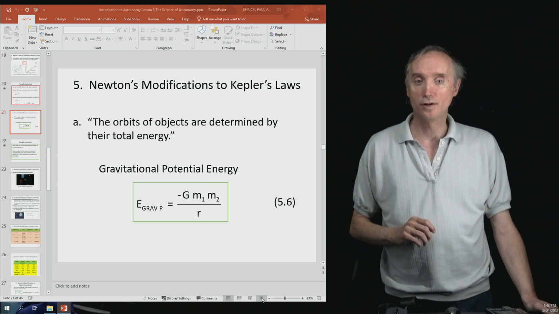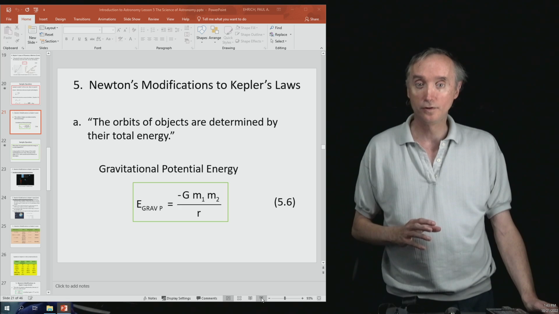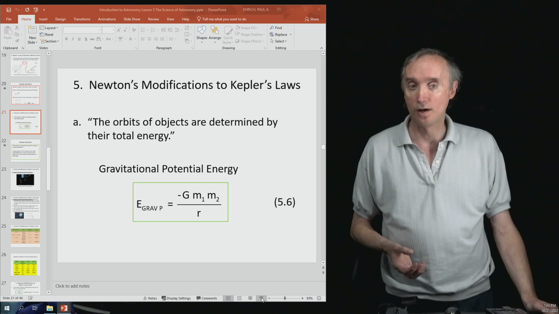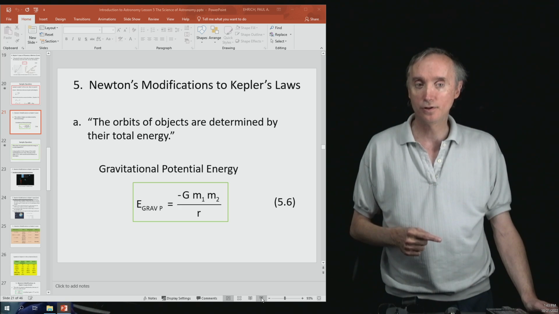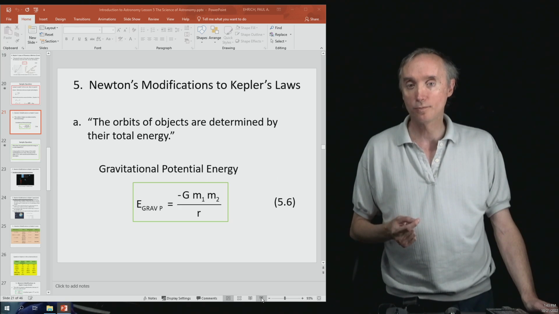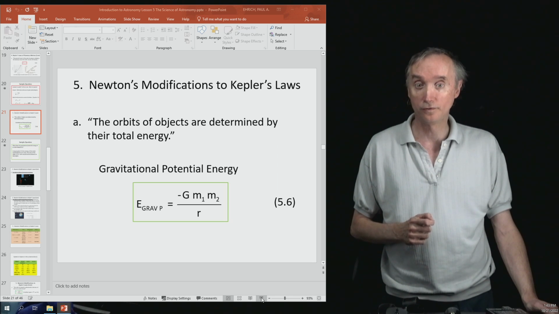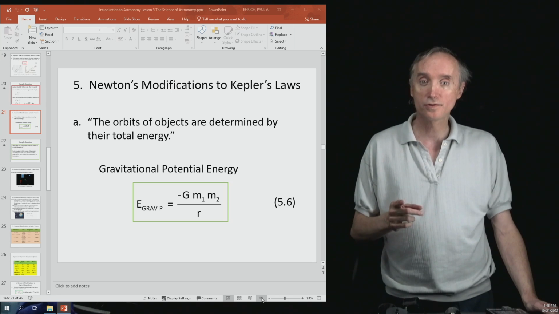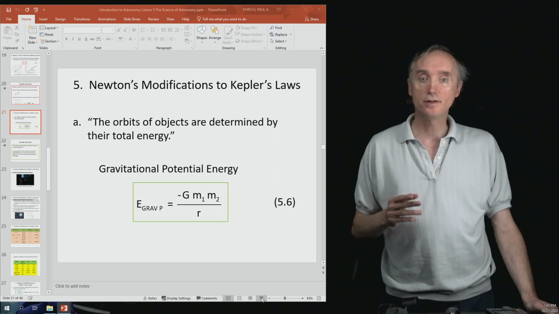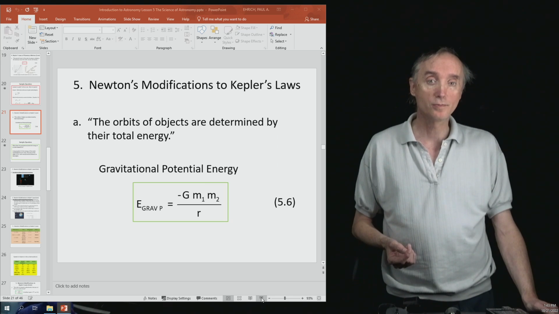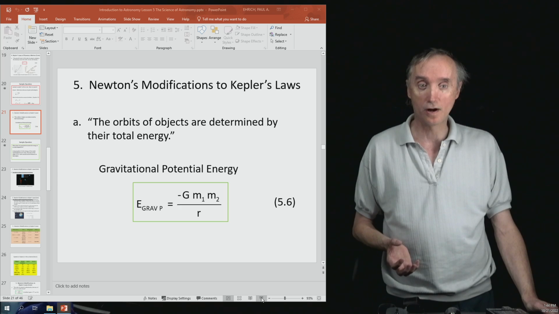So what he did was he knew what the force of gravity was. He also knew what energy was. And so by using calculus on his formula for the force of gravity, he figured out the potential energy of gravity. And so here's the formula that he came up with. Notice it involves the big G because the formula for the force of gravity also has big G in it. You notice it also has m1 and m2, so it depends on the masses of the two objects.